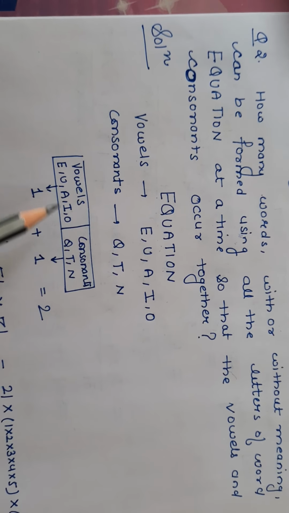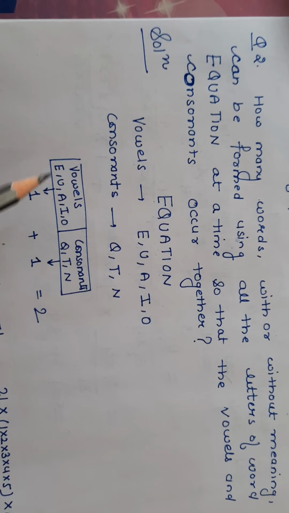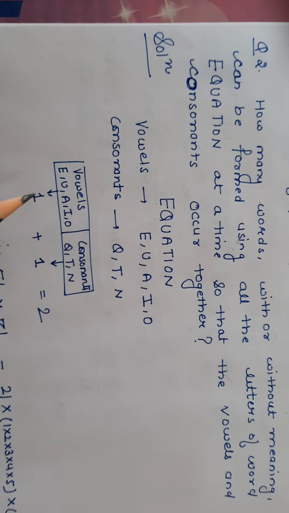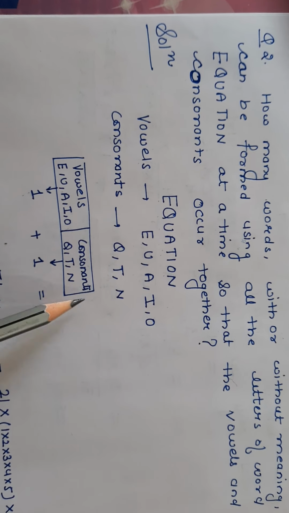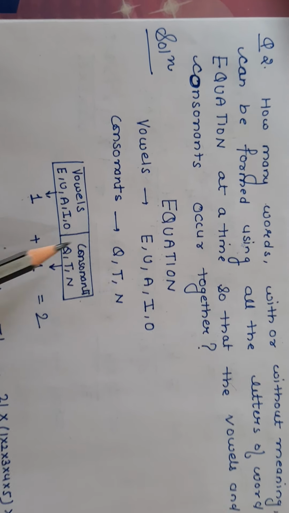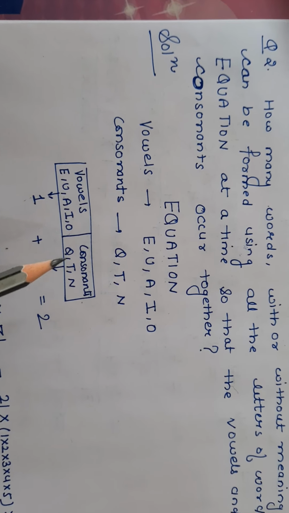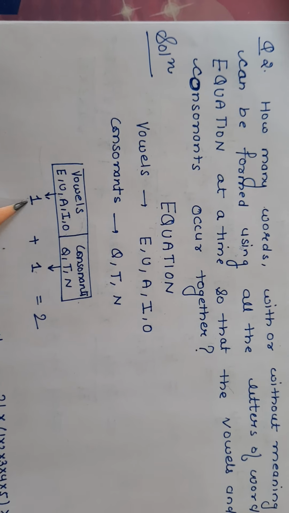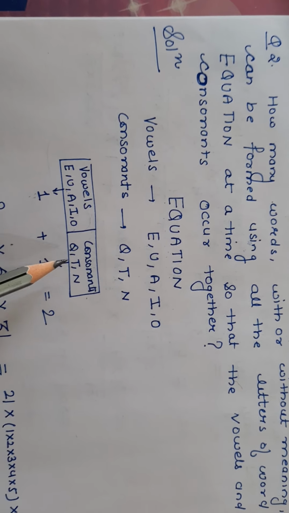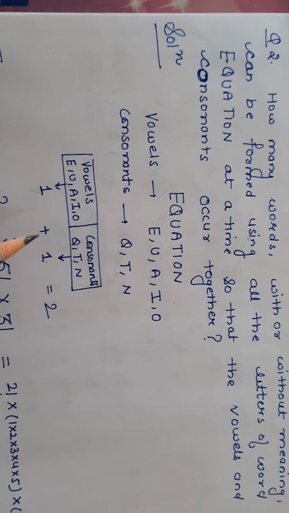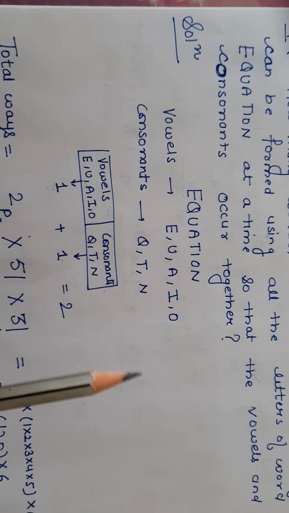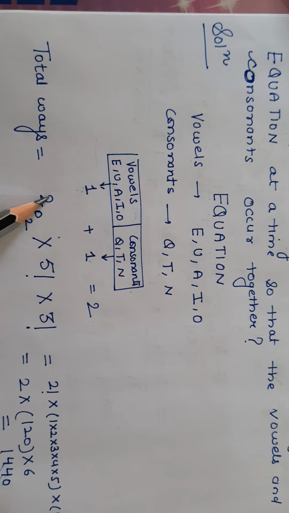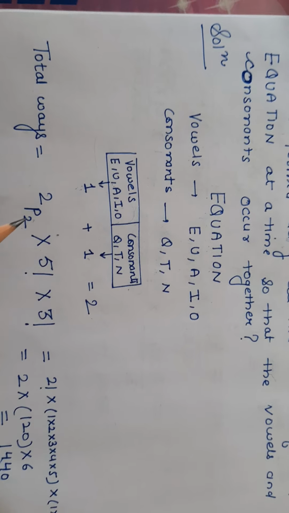So that means these 5 vowels will always come together, so we consider these 5 vowels as a single letter. Again the 3 consonants come together, so we consider them as a single letter. So 1 plus 1, 2. That means now in this problem you have 2 letters, and these 2 letters can be arranged in 2P2 ways or 2 factorial ways.